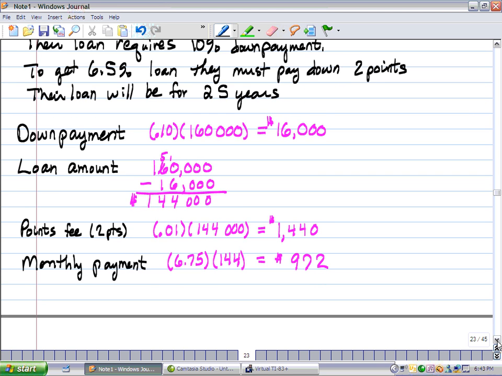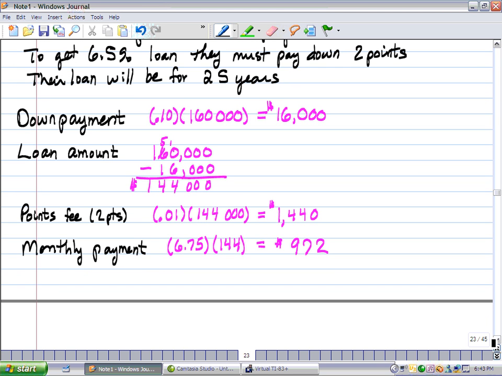How much they have to pay each month. The number of months, and this wouldn't typically be a question, but it's going to help us for the rest of the problem, so I'm going to go ahead and state it like a separate question. There's 25 years, and there's 12 months in each of them, so we're talking about a total of 300 months. So they're going to pay $972 for a total of 300 months.